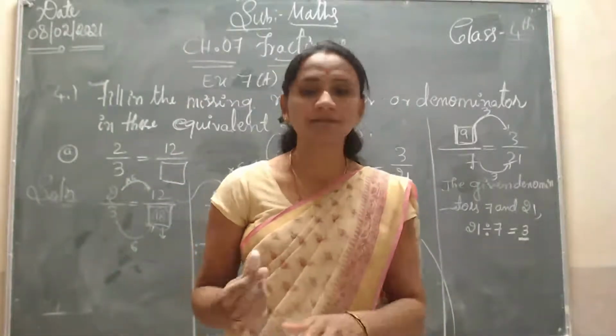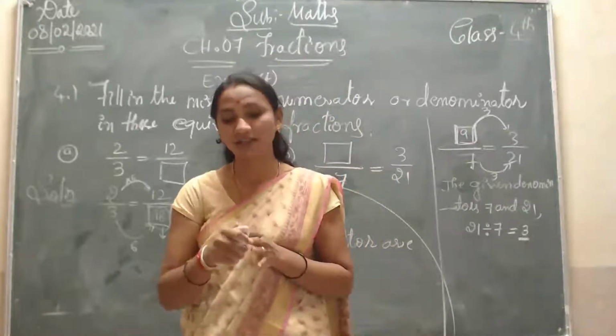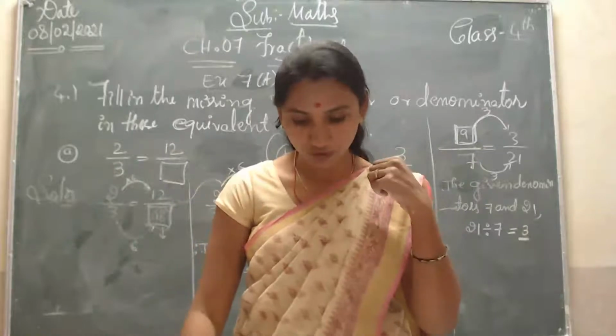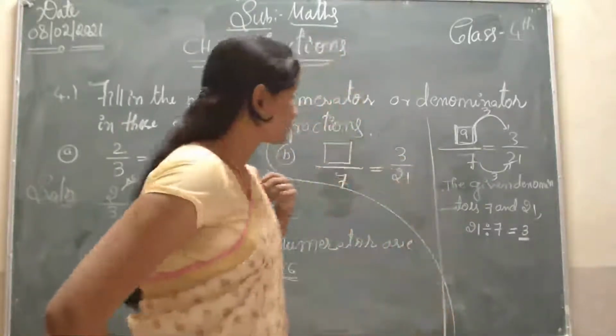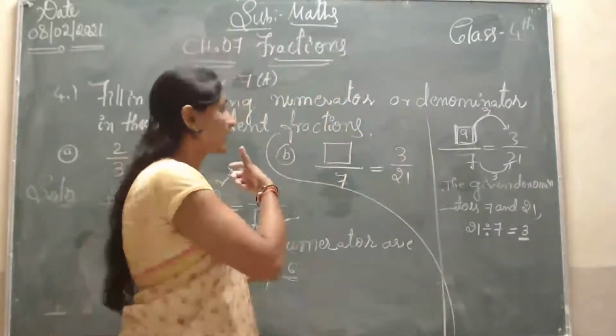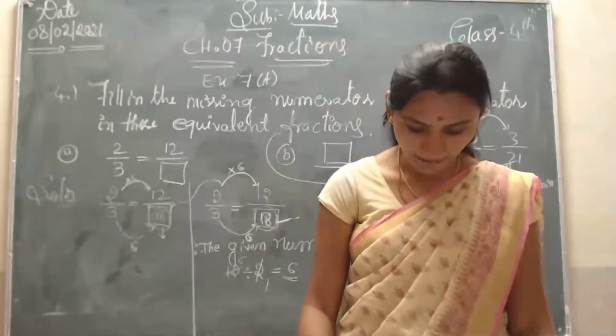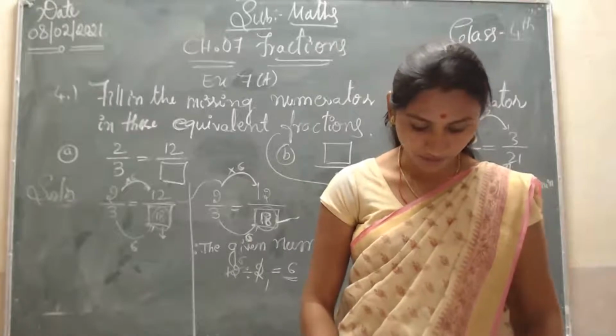So C is the same. First you have to find the denominator, the same way. D question also, C and D are the same type of question, students. You have to solve it in the same steps. Okay, so next, exercise 7A is completed for now.